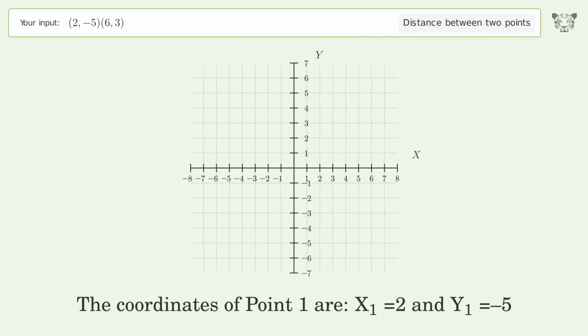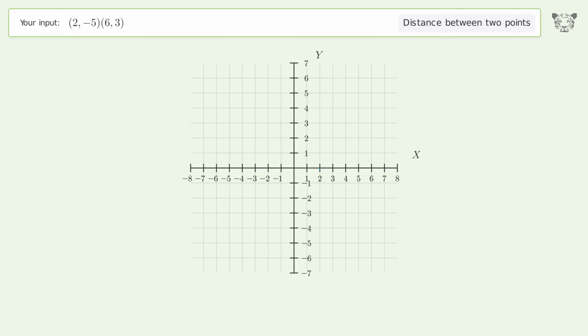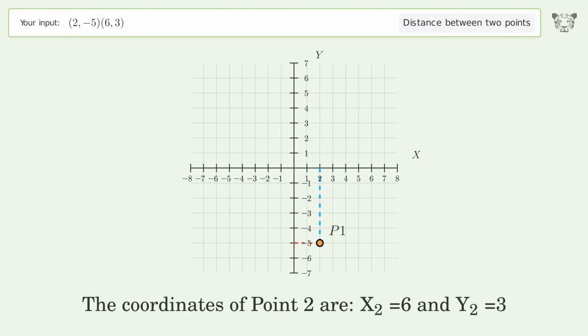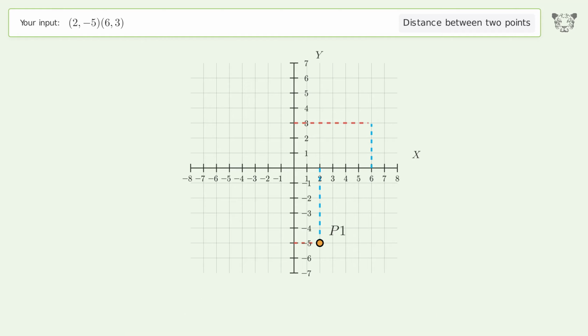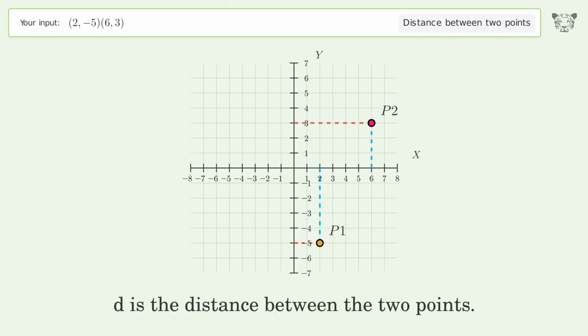The coordinates of point 1 are x1 equals 2 and y1 equals -5. The coordinates of point 2 are x2 equals 6 and y2 equals 3. D is the distance between the 2 points.